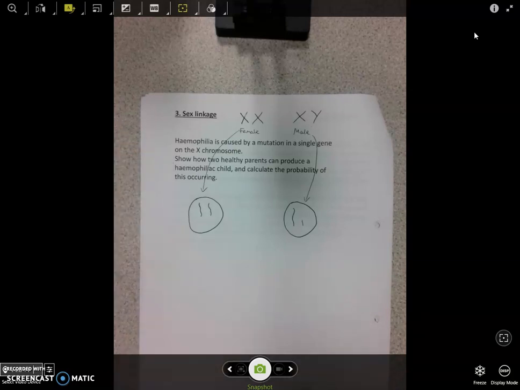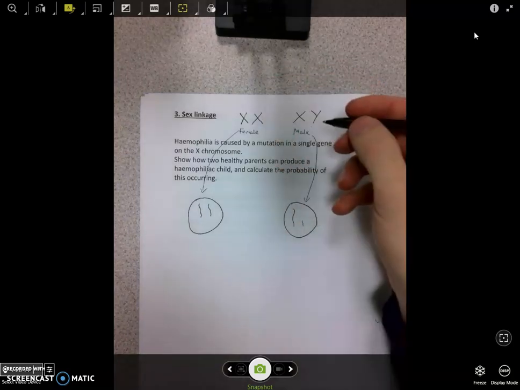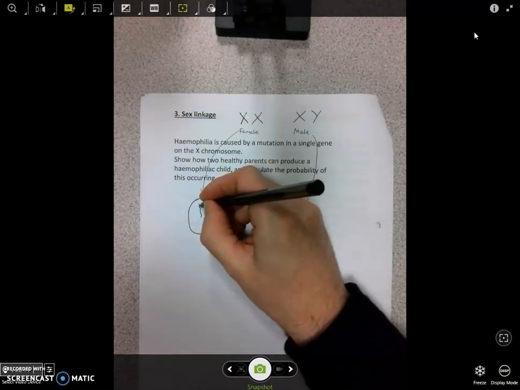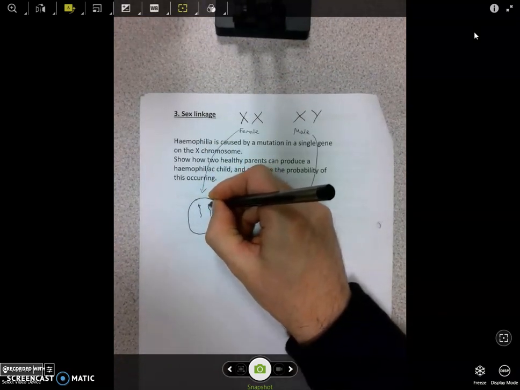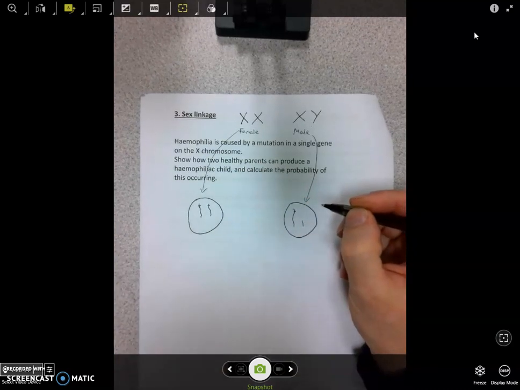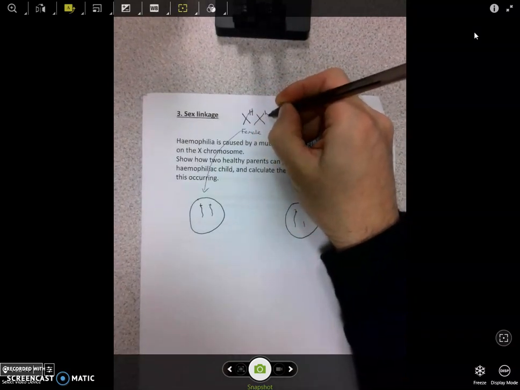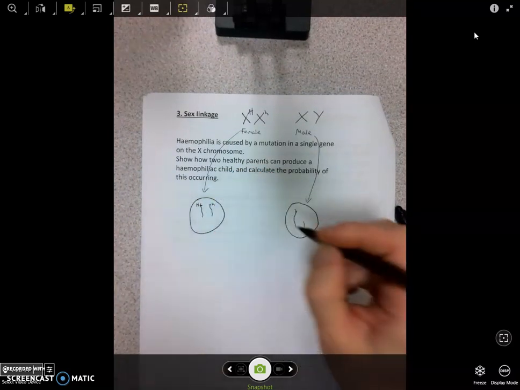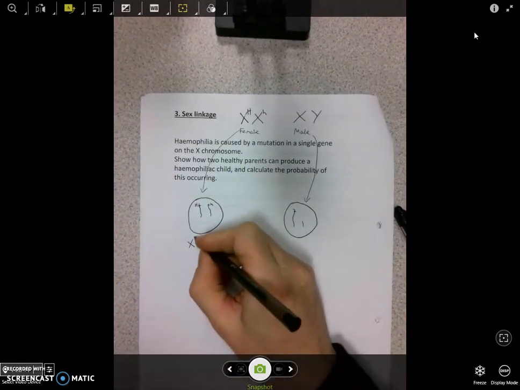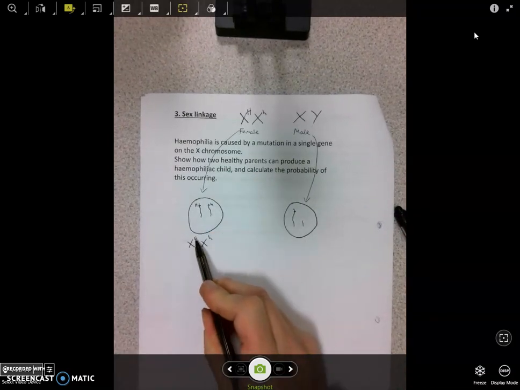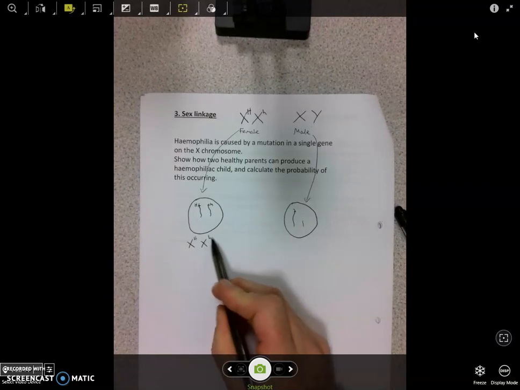We've got how two parents can produce a haemophiliac child. Two healthy parents can produce a haemophiliac child and calculate the probability of this occurring. Now, in order to be healthy, you need to have one copy of the working gene. So I'm going to come up with some notation now. And because the gene is actually sat on this X chromosome here, we're going to do the notation like this. I'm going to say that the healthy gene is capital H, and the one that causes haemophilia is lowercase h. So this is my capital H here, that's my lowercase h. So the genotype of this person, well, I've written it at the top, I'm going to do it here as well, is X healthy allele and X recessive haemophilia allele.